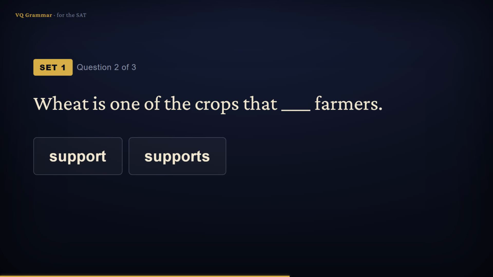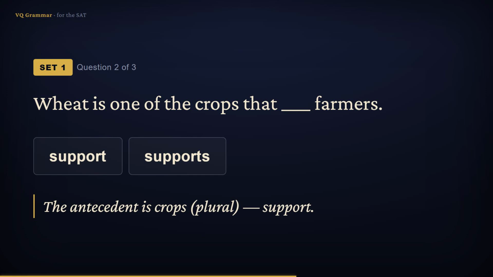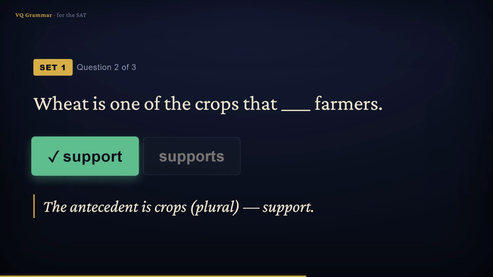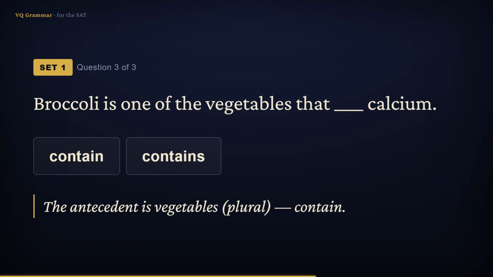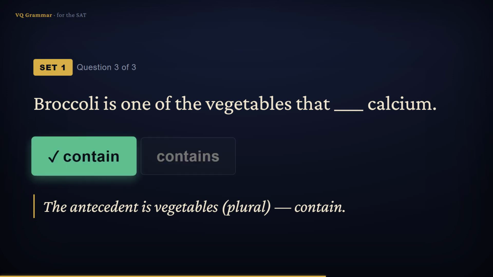Wheat is one of the crops that blank, farmers. The antecedent is crops, plural, so support. Broccoli is one of the vegetables that blank, calcium. The antecedent is vegetables, plural, so contain.